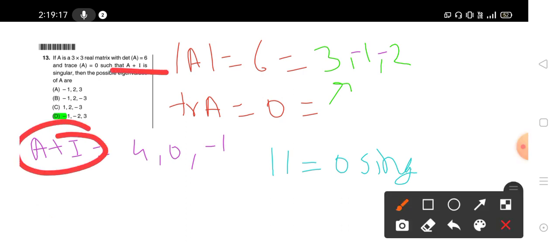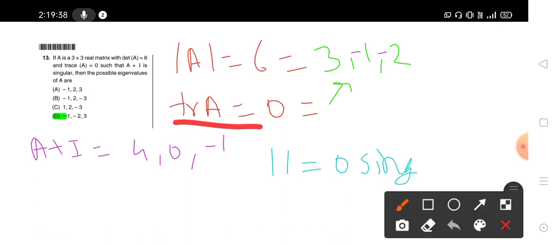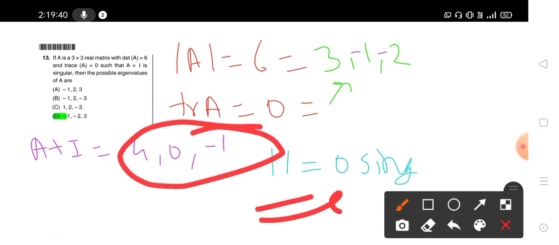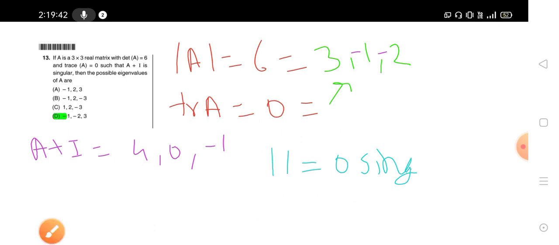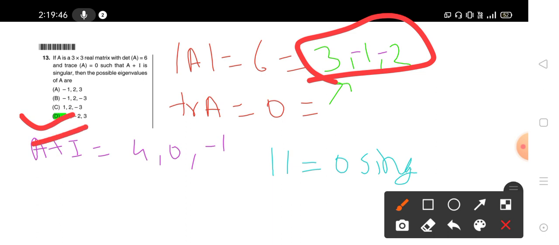Here, given A plus I is singular. The eigenvalues of A plus I are 3 plus 1 is equal to 4, minus 1 plus 1 equal to 0, and minus 2 plus 1 equal to minus 1. Singular means determinant is 0, the product of eigenvalues is equal to 0, therefore this is a singular matrix. This is an eigenvalue, therefore answer D is correct.